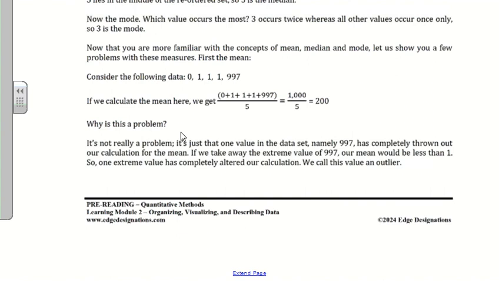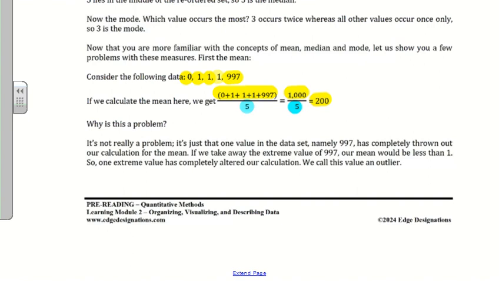I just want to show you one little example, an interesting one. Consider the following data, and this is my whole distribution: a 0, a 1, a 1, a 1, and a 997. Well, how do we calculate the mean? We sum them all together. There's my numerator. My numerator equals 1,000. My denominator, how many observations? There were 5. What's my mean? 200.